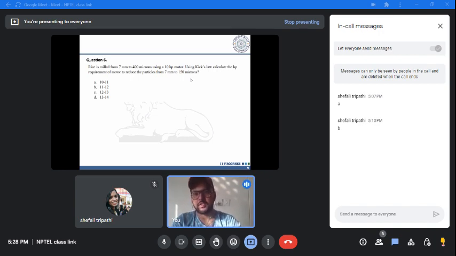Rice is milled from 7 millimeter to 400 microns using a 10 HP motor. Using Kick's law, calculate the HP requirement of the motor to reduce the particle from 7 millimeter to 150 microns. So the same thing we have to apply, where we need to find the energy requirement or power capacity for the motor using Kick's law. Here we need to put in the Kick's law formula to find the capacity of the motor.